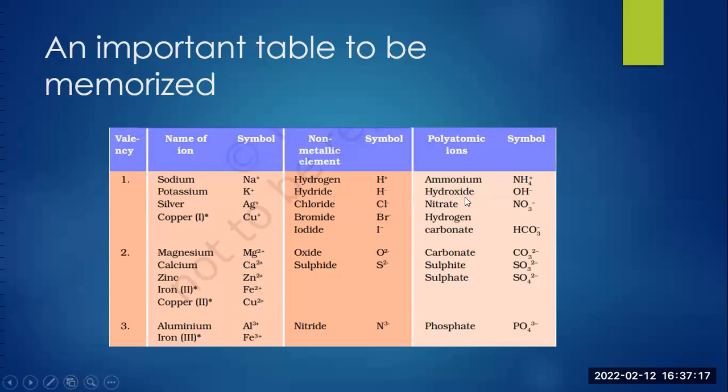The third column has the polyatomic ions. Ammonium is NH4+, hydroxide is OH-, nitrate is NO3-, hydrogen carbonate is HCO3-, carbonate is CO3 2-, sulfite is SO3 2-, sulfate is SO4 2-, and phosphate is PO4 3-. This table should be memorized so that we can write the correct chemical formulae of various chemical compounds.